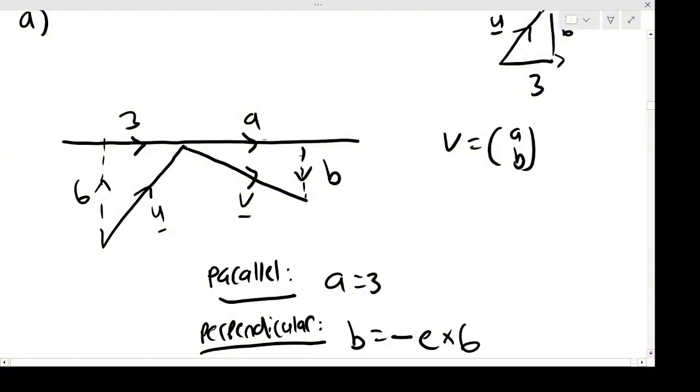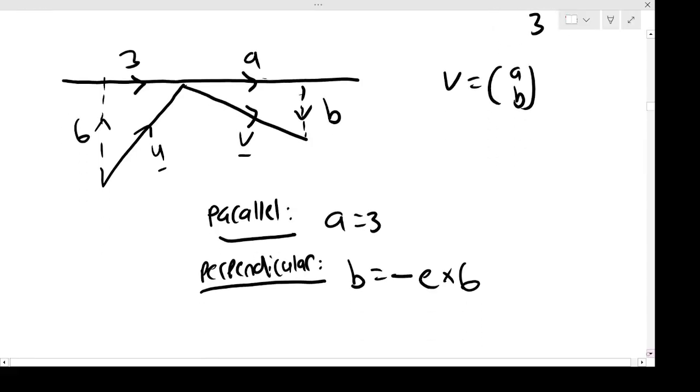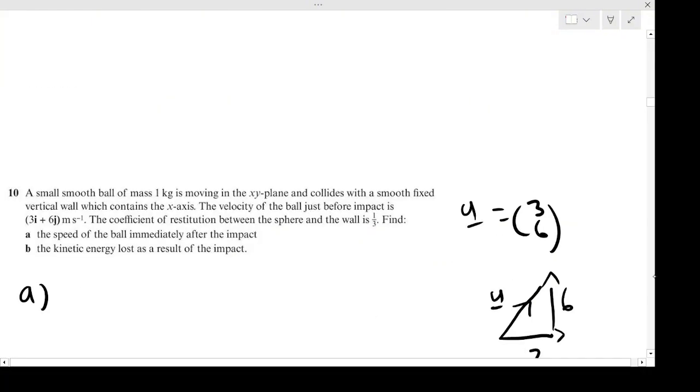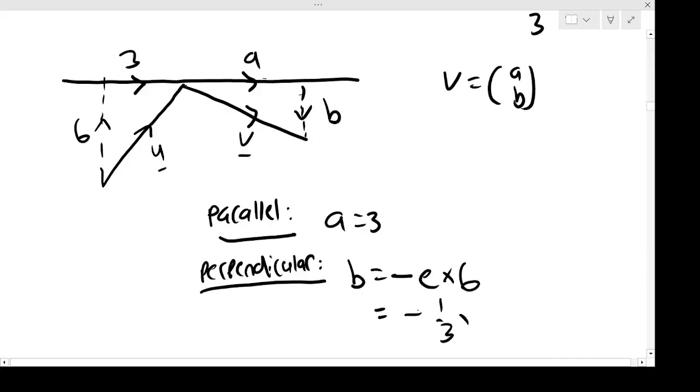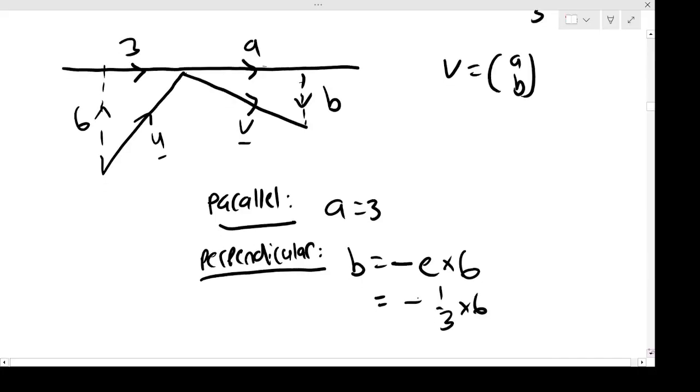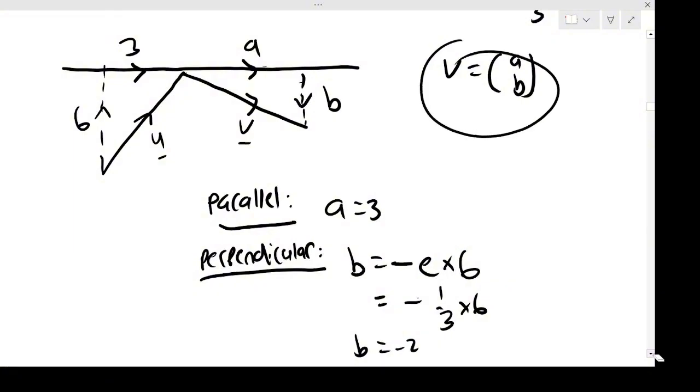So hopefully happy with that. It's negative because b is going downwards in the negative direction. And then we need to multiply by e lots of 6. So it's going to be minus e, which was a third, so a third times 6, which is going to be minus 2. And so there we are. So that means my velocity vector, (a, b), will go to (3, minus 2).